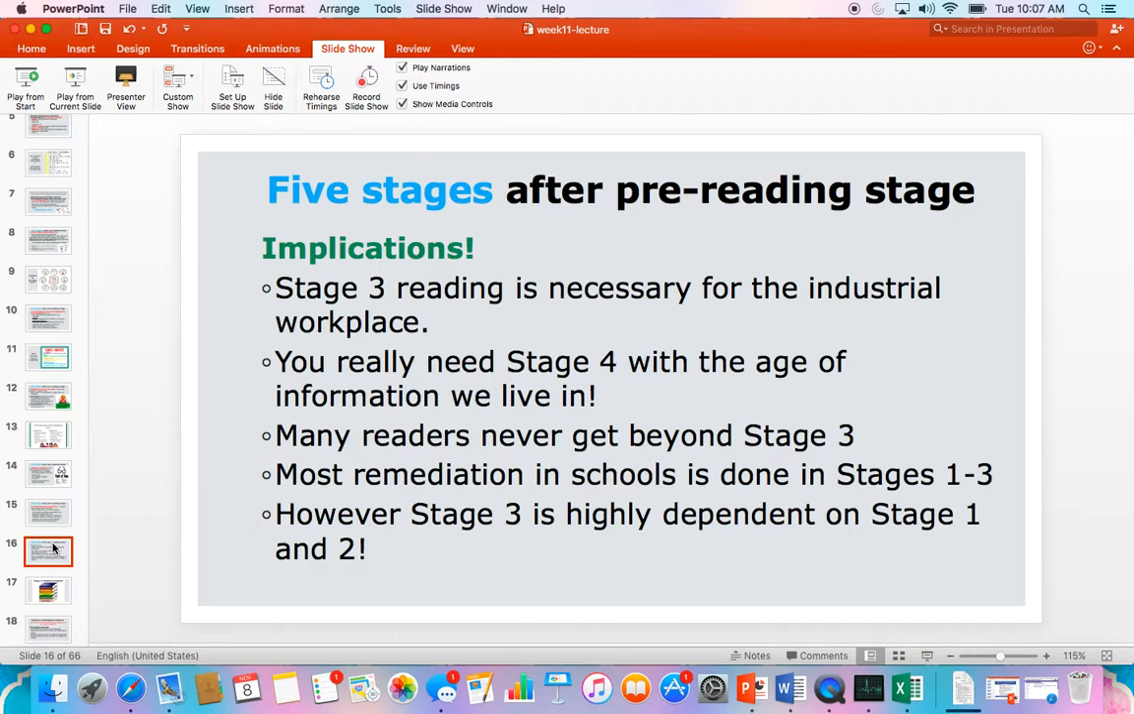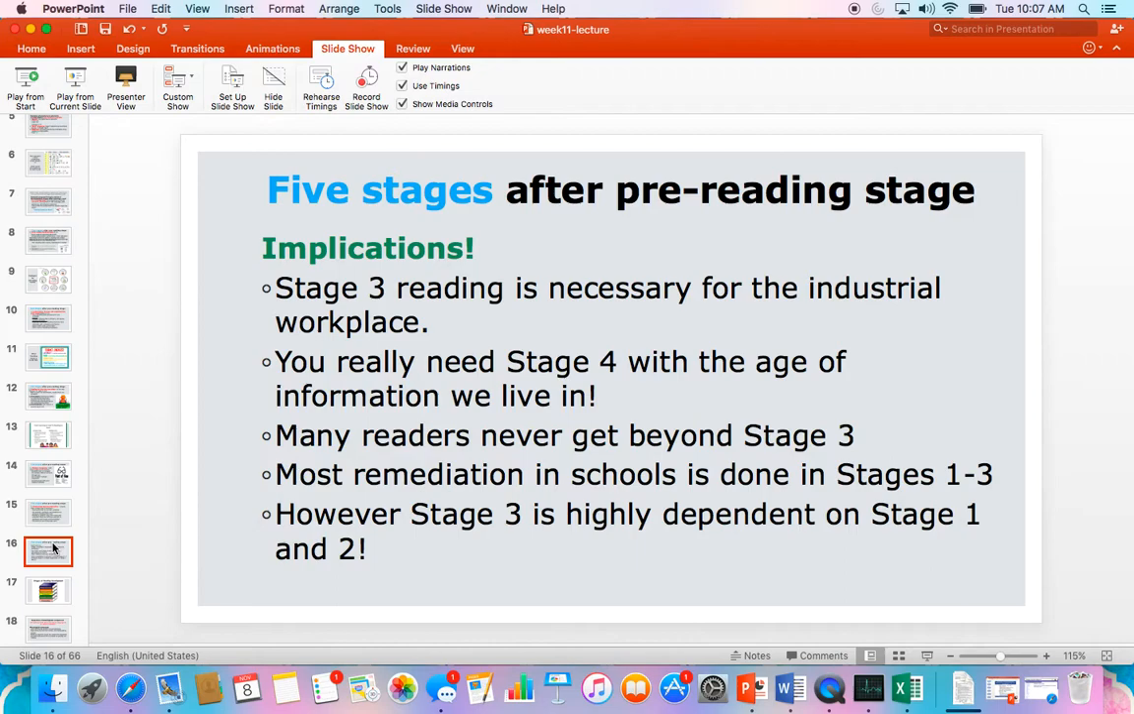Okay, so implications. You really need to have stage 3 if you're going to work in the industrial workplace. So the issue is many readers never even get beyond stage 3, and you really need stage 4 with the age of information we live in, right? Everything's pretty much written on the internet. If you want to use Facebook, you need to know how to read, and things get complicated. So you really need to be at stage 4 if you want to be really proficient, but you need to have at least stage 3 to have a job.